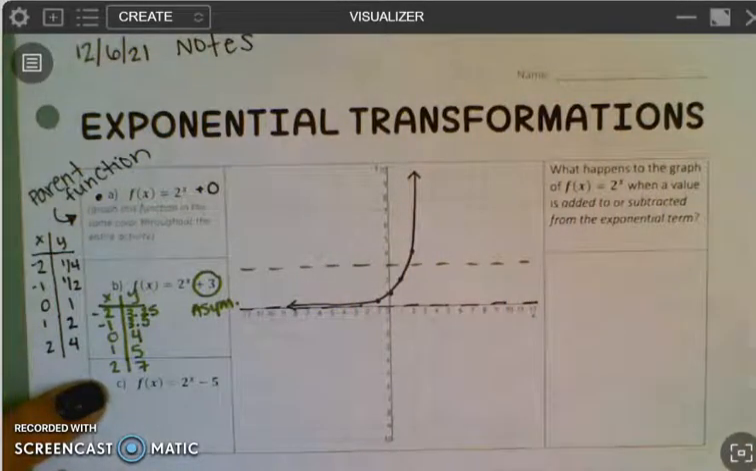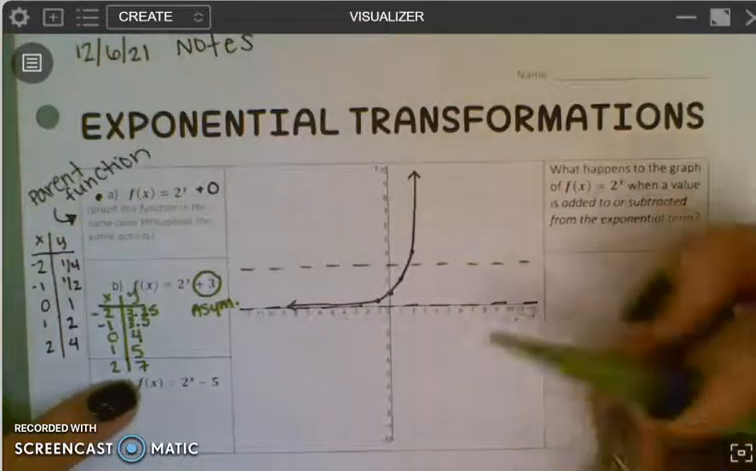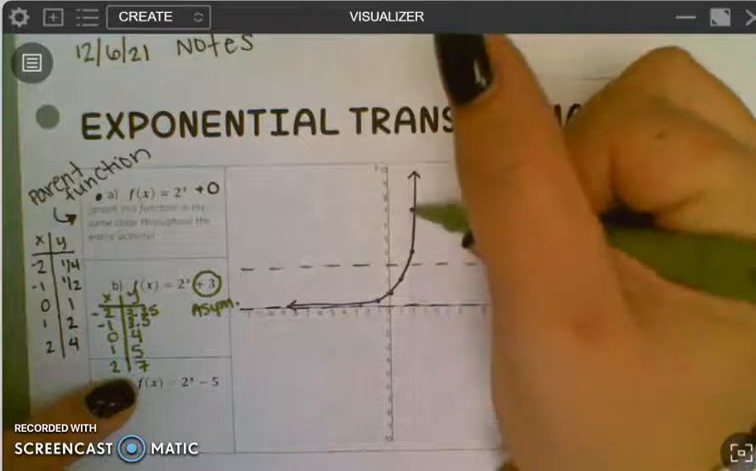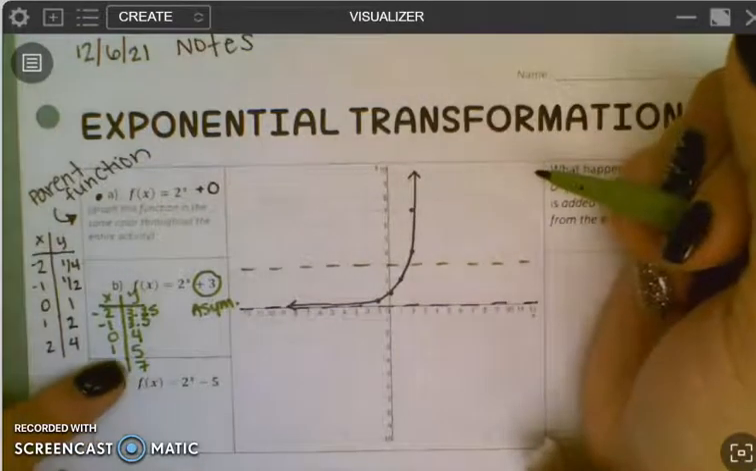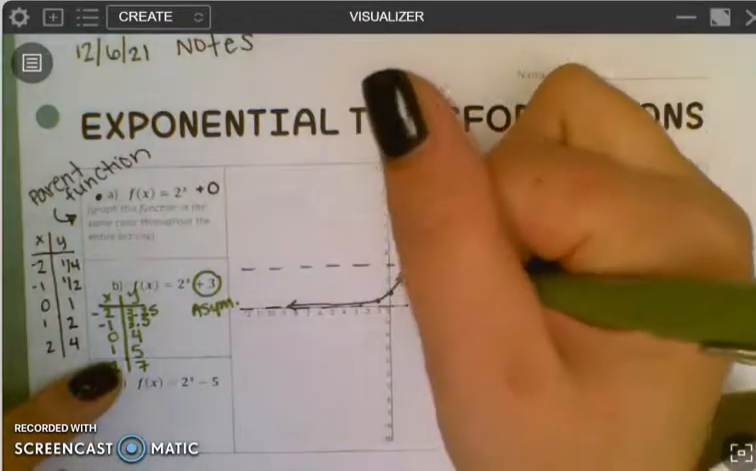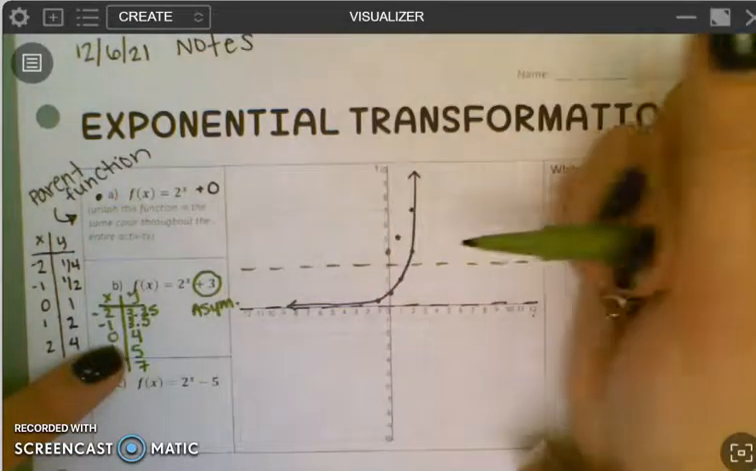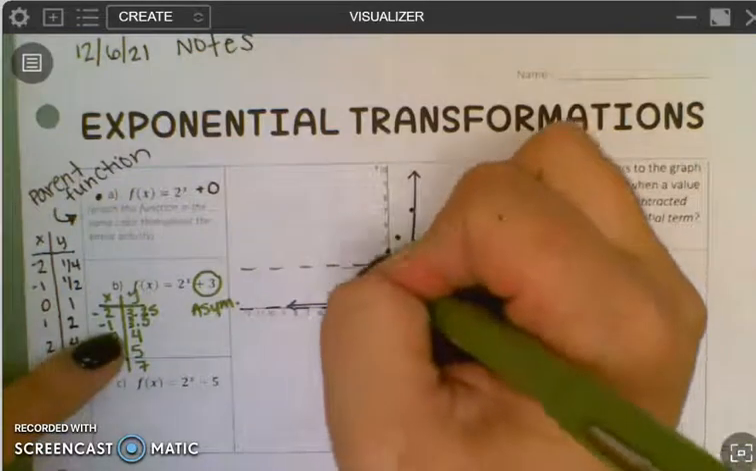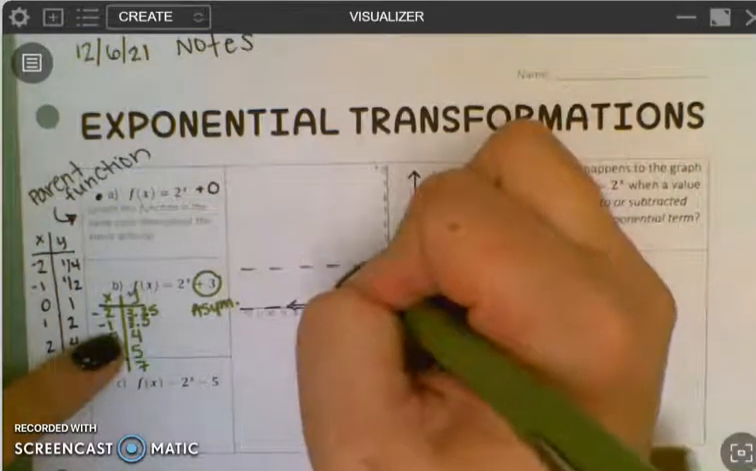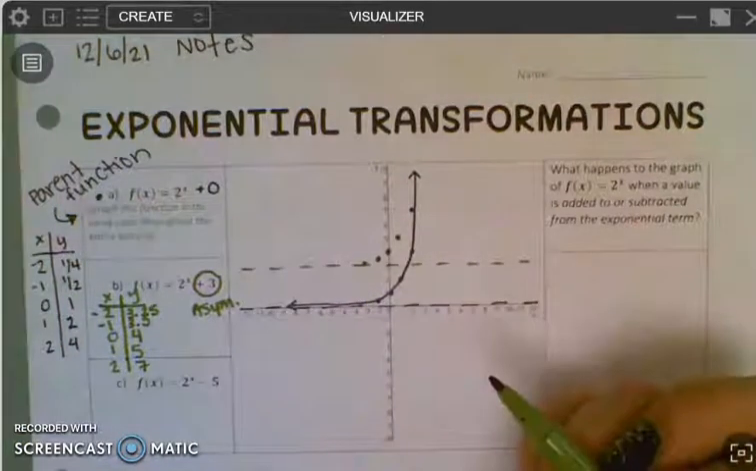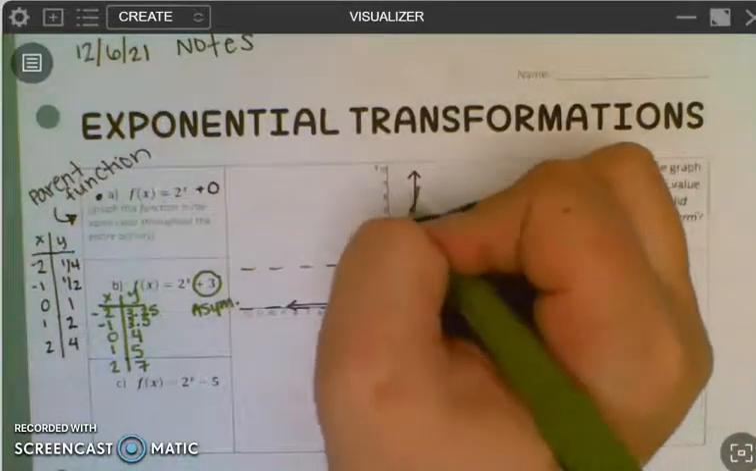Next I'm going to actually plot these points. I'm going to start at the bottom of the table. 2 is 7. 1 is 5. 0 is 4. -1 is 3.5. And -2 is 3.25. So it's basically almost on the line. Then you connect these.